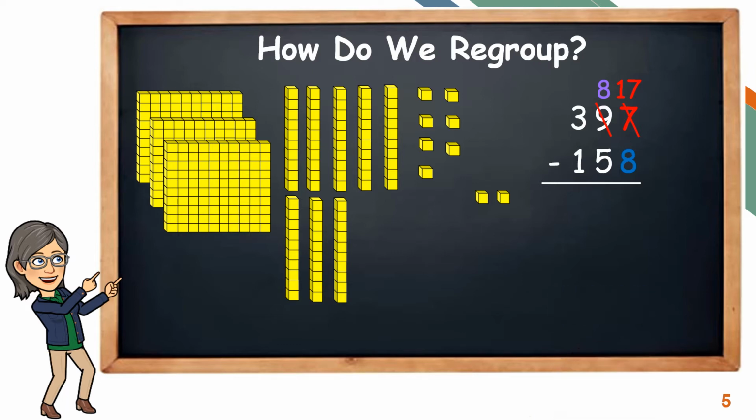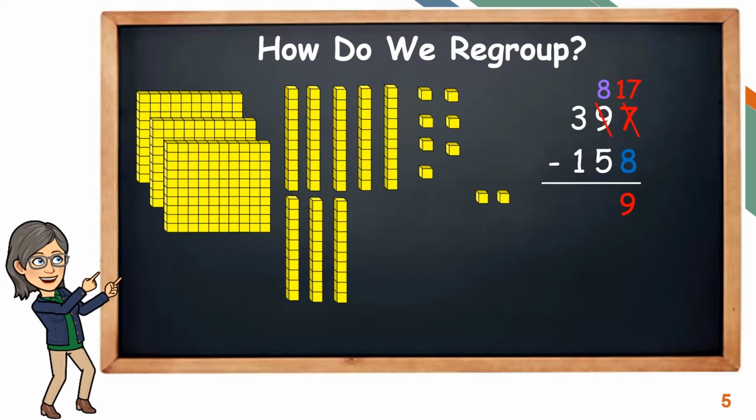So 17 minus 8 equals 9. Look at this subtraction problem. To record the number of ones that are left in the subtraction problem, we will write a 9 in the ones place at the bottom of the ones column. Now we need to subtract in the tens place.